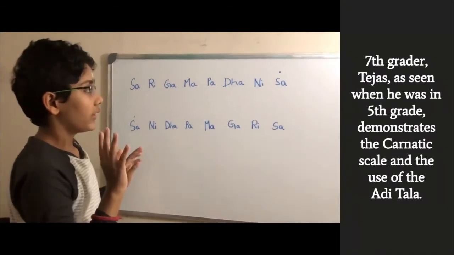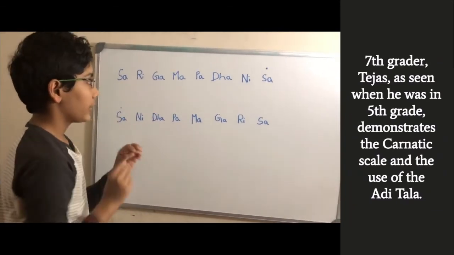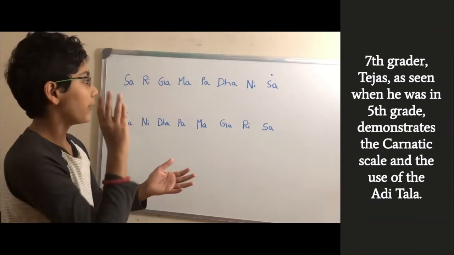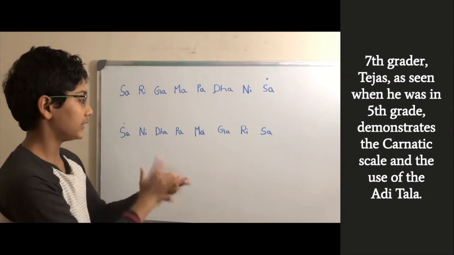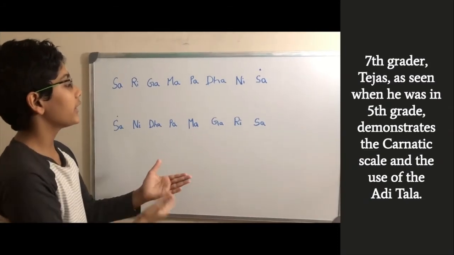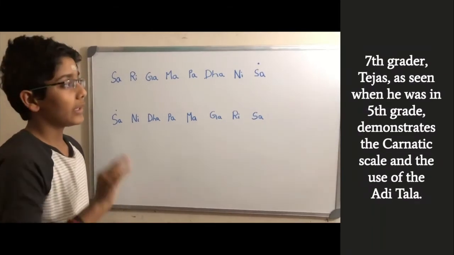So the third type of beat is 4 notes for 1 beat. It goes like sa re ga ma pa da ni sa ni da pa ma ga ri sa re ga ma pa da ni sa ni da pa ma ga ri sa. That's the third type of beat.